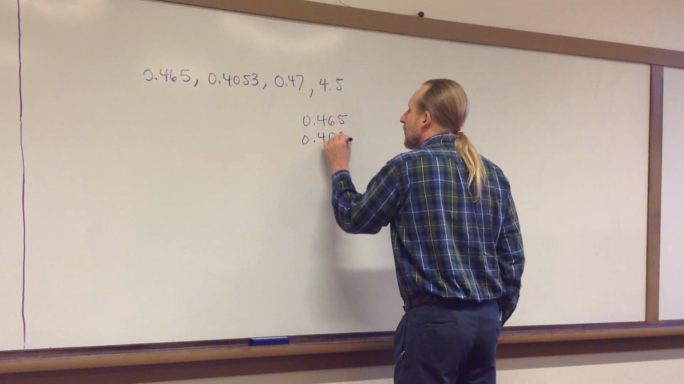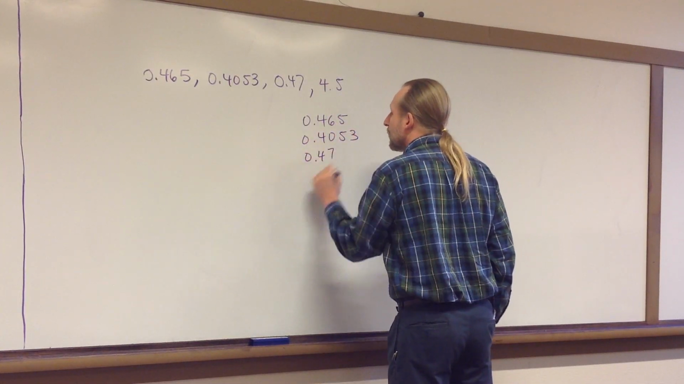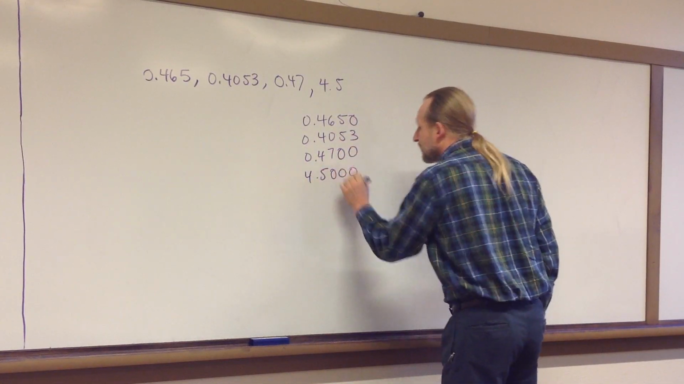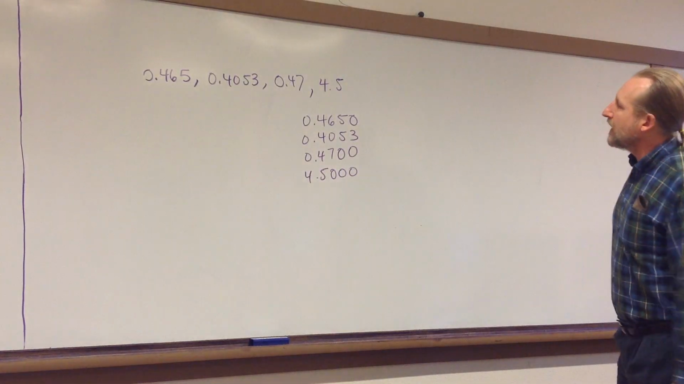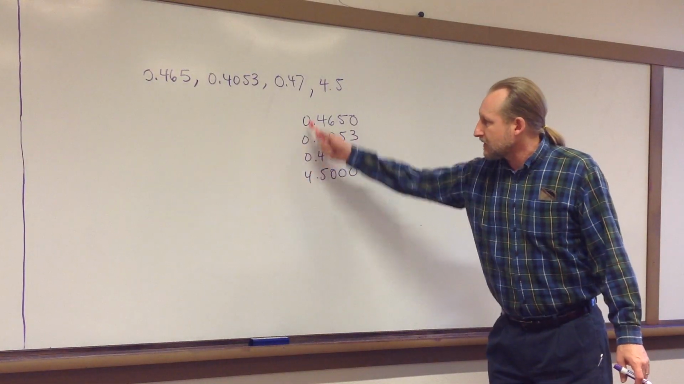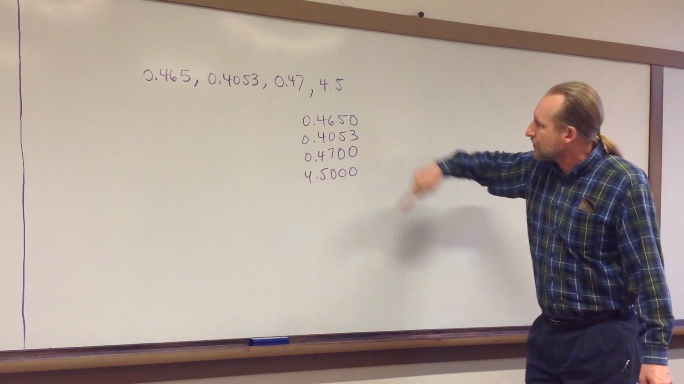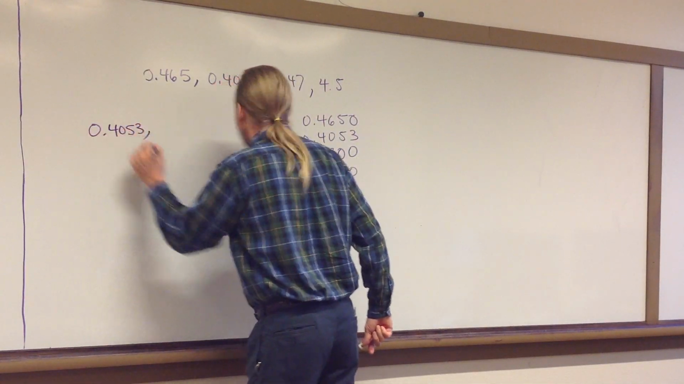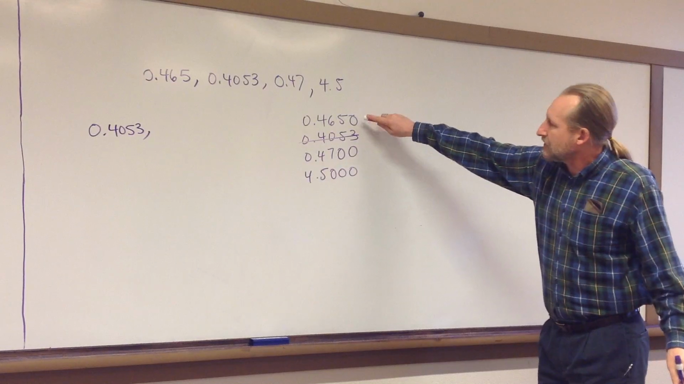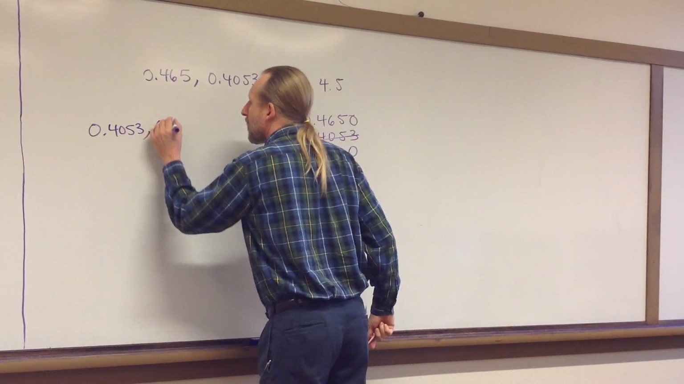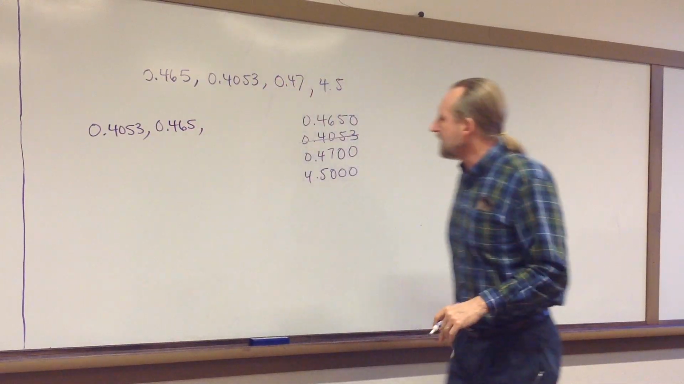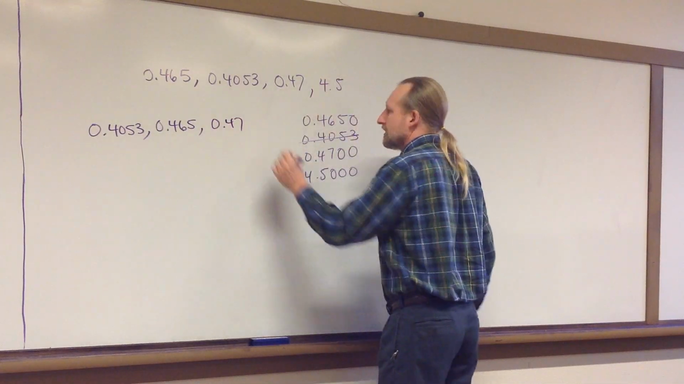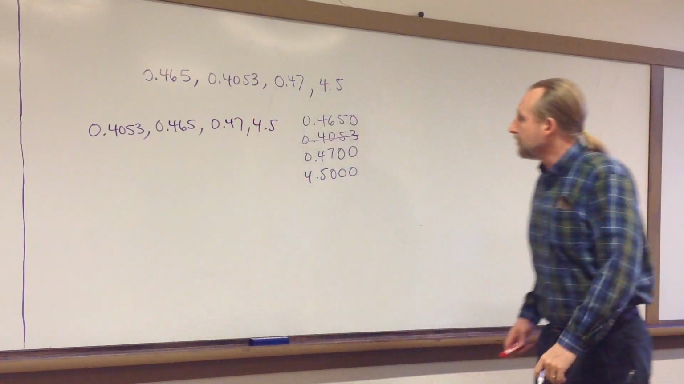0.465, 0.4053, 0.47, and 4.5. Then we'll fill in all the gaps here with zeros, and now we can just compare the numbers. This one's clearly the biggest because it has a 4 in the ones place, so out of these 3, here's the smallest one, 0.4053. And then what? Here's the next biggest, 4650. And you can leave that 0 on the end if you want to. It doesn't make it wrong if you do. 0.47 is next. And then 4.5 is the biggest.